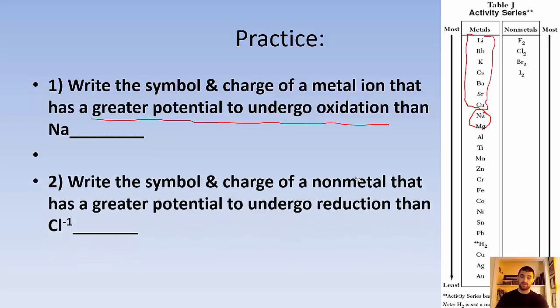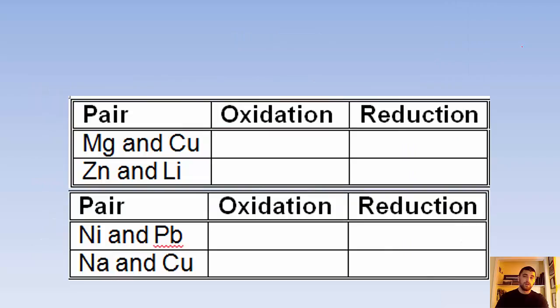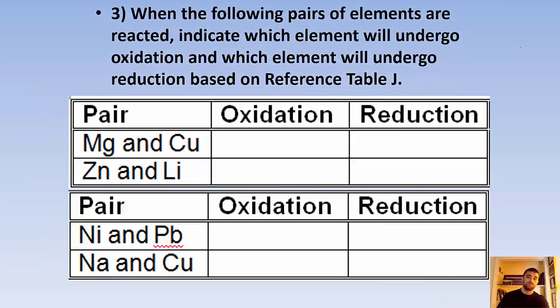All right, next one says write the symbol and charge of a nonmetal that has a greater potential to undergo reduction than chlorine. So we got the chlorine there, and it wants something that is more active, has a greater potential to undergo reduction. Well, reduction is what nonmetals do, so which one's more active than that? Only one thing listed there, F2, because it's higher up. That's more active than chlorine.